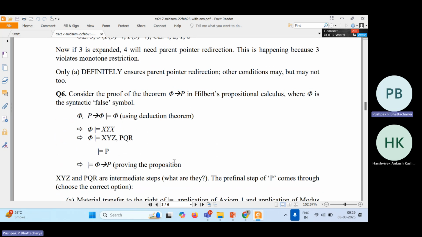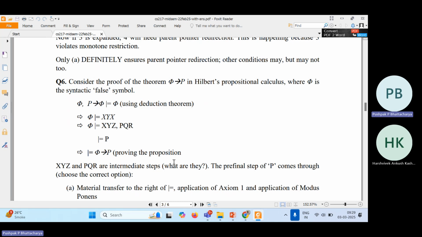Then consider the proof of the theorem. Phi implies P in Hilbert propositional calculus, where phi is the syntactic false symbol. Phi, comma P, comma F implies F using deduction theorem. So phi implies P is broken up into 2 parts. Phi, comma P implies phi derives phi. Okay, so phi derives XYZ, phi derives XYZ and PQR, and from there you would derive P. Therefore, phi implies P is a theorem. So my question was, what are XYZ and PQR?